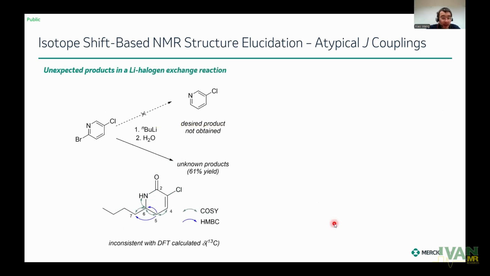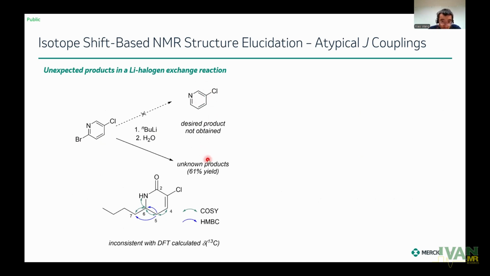And this is a reaction. We want to run a lithium-halogen exchange reaction to replace the bromine with lithium and run the following derivatization. And to know this lithium exchange is successful, we want to quench it with water, and so we should get this product. However, what we got is we didn't get this at all.